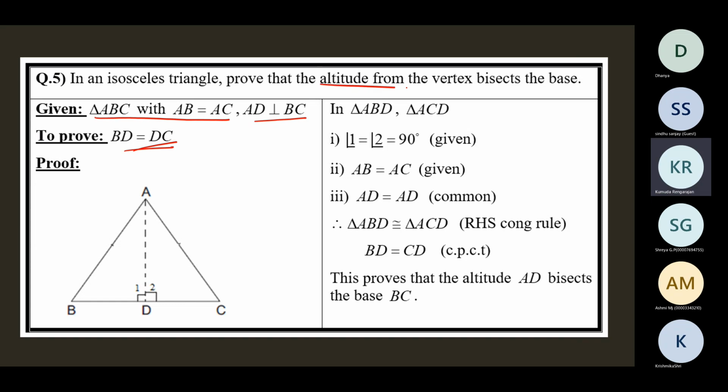The altitude from the vertex means it's perpendicular, AD is perpendicular to BC. Bisects the base. Base is a side, base is not an angle. Bisects the base meaning BD is equal to DC. Altitude is AD. Altitude means it's perpendicular to the base BC. So 90 degrees.